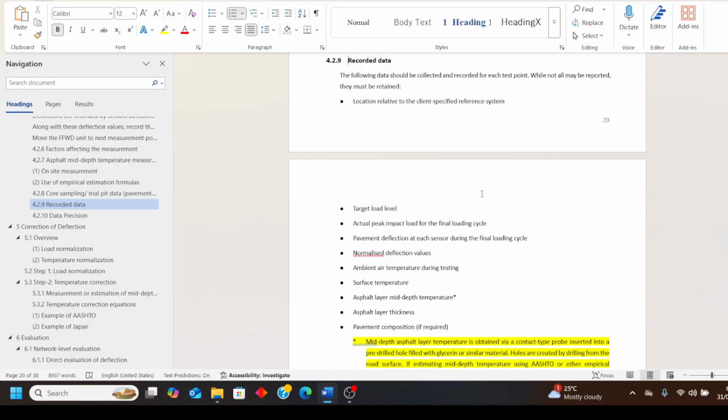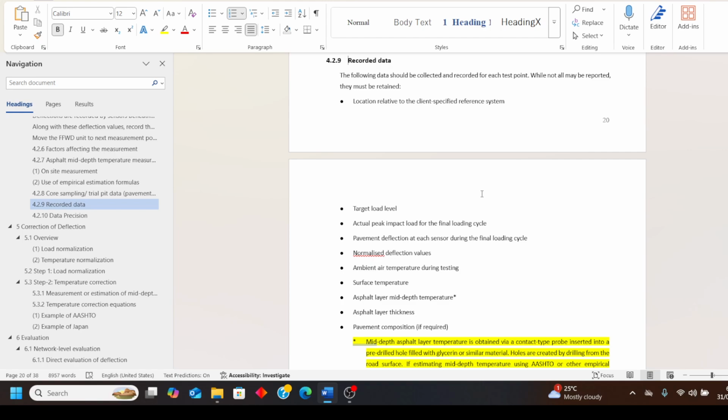Then we have the recorded data. Recorded data at each point should include the chainage, meaning the location, the target load along with the actual load achieved, deflection values at all the sensors, normalized deflections at 40 kilonewton, and temperature, meaning the air, surface and mid-depth asphalt. Also the asphalt thickness and composition, if known.